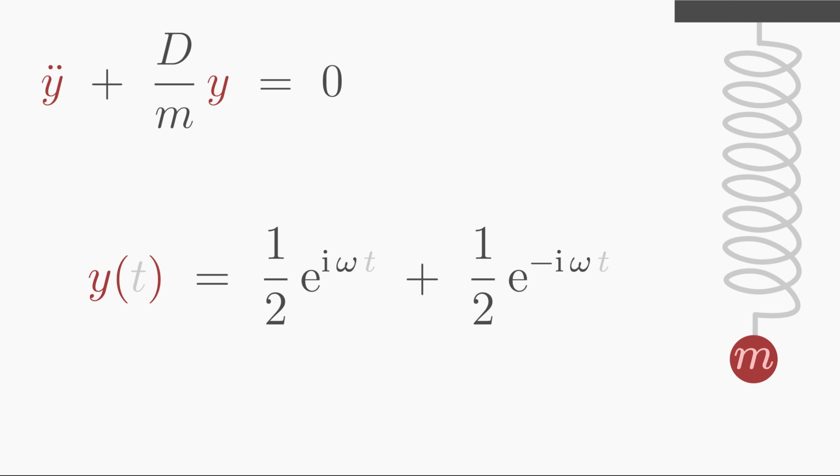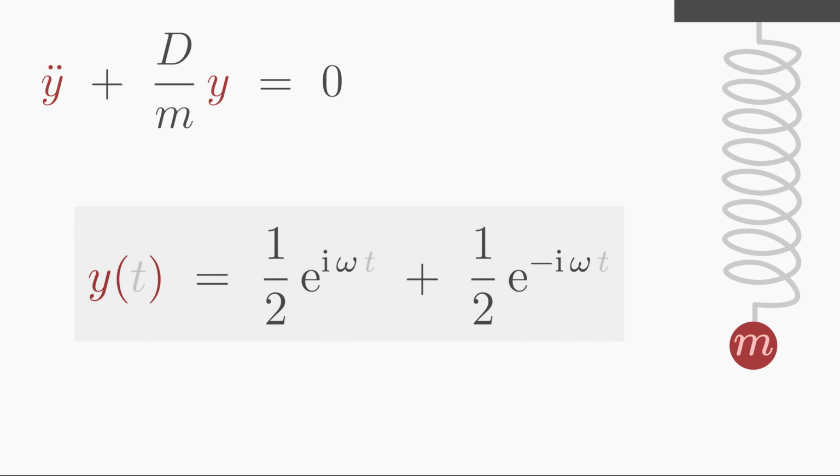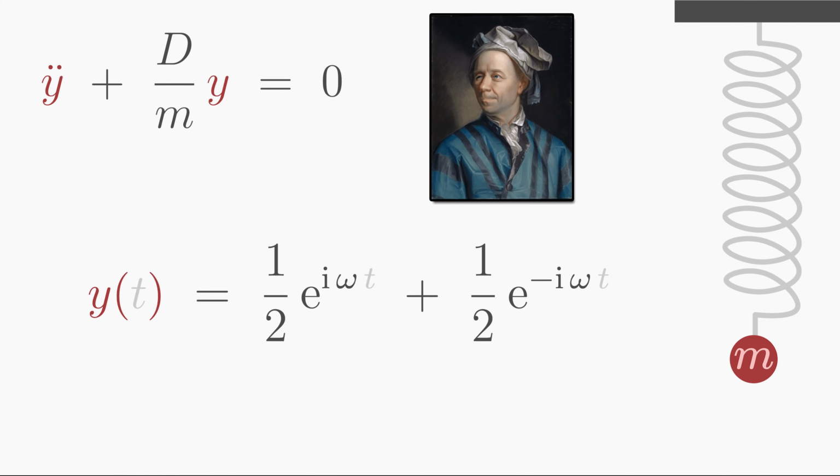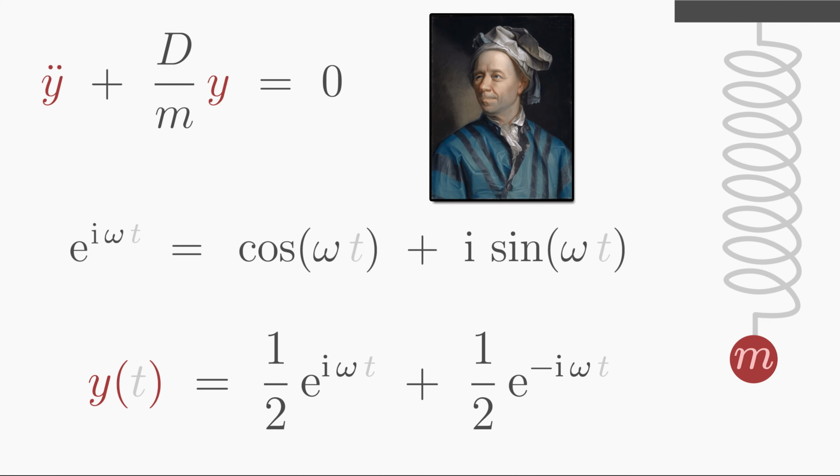Now, let's find out what this abstract solution has to do with oscillations. For this, we get our friend Euler to help us, who tells us his famous Euler formula. E to the power of i omega t is equal to cosine of omega t plus i times sine of omega t. This relation tells us how the complex exponential function is related to cosine and sine functions.